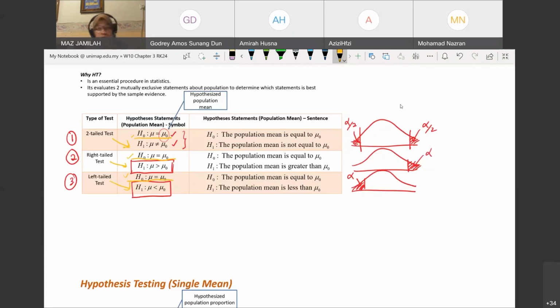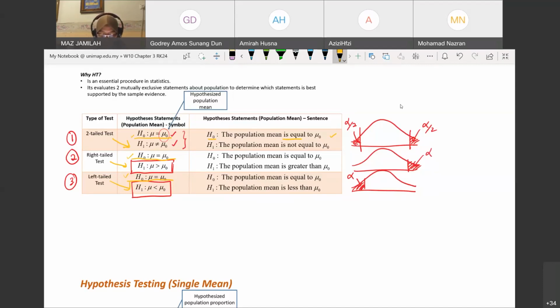Okay, so that would be in terms of notation. But some researchers like to write them in terms of words. So you can also have your statements in terms of words, for example, as this one. The population mean is equal to mu naught. Is equal to refers to the null statement. Not equal to is the reverse, the alternative one, which reflects your two-tail test.